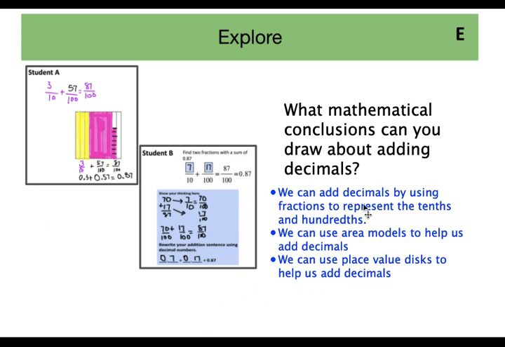So some conclusions we can draw are that we can add decimals by using fractions to represent the tenths and hundredths. We can use area models like the student sample here to help us add decimals. We can use place value discs to help us add decimals too. Yeah, those place value discs can be very helpful and visually friendly.